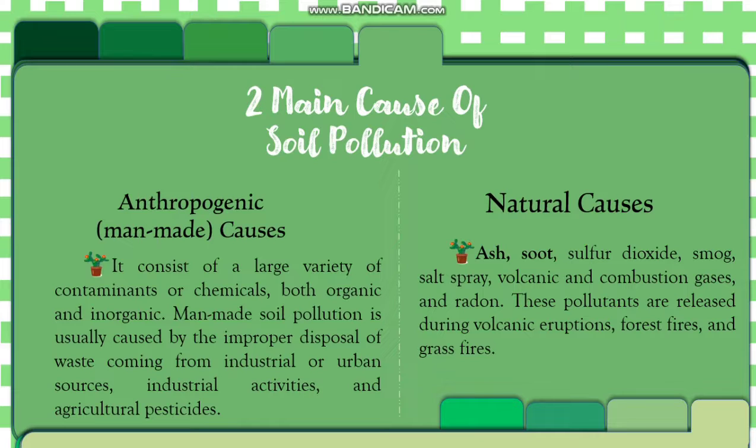So dito sa anthropogenic man-made causes, ito yung mga maling gawain ng mga tao na nagdudulot ng pollution. For example, yung improper disposal of waste na nagmula sa mga industrial or urban sources. Meron ding mga industrial activities, tsaka mga agricultural pesticides. Sa natural causes naman ay sa mga volcanic eruption, forest fires, and grass fires. So yung mga ash, sulfur dioxide, smog, salt spray, volcanic ash, and combustion gases and radon ay nagdudulot ng pollution.